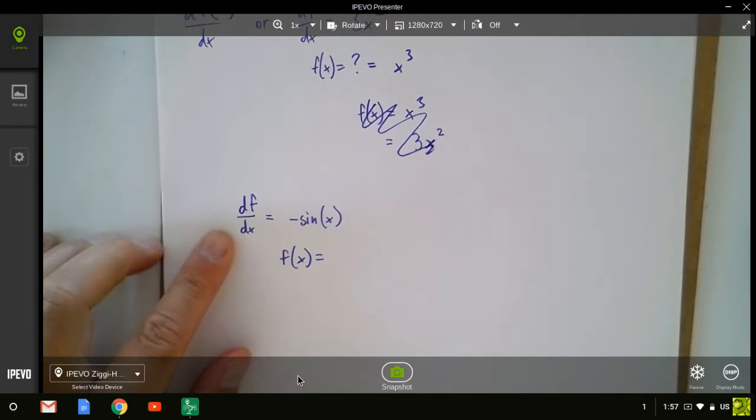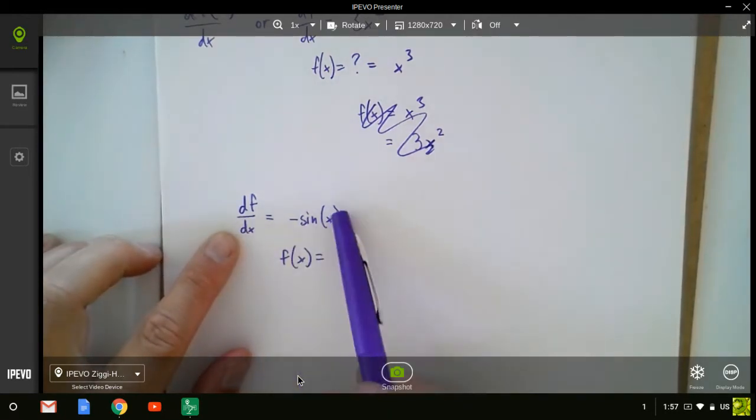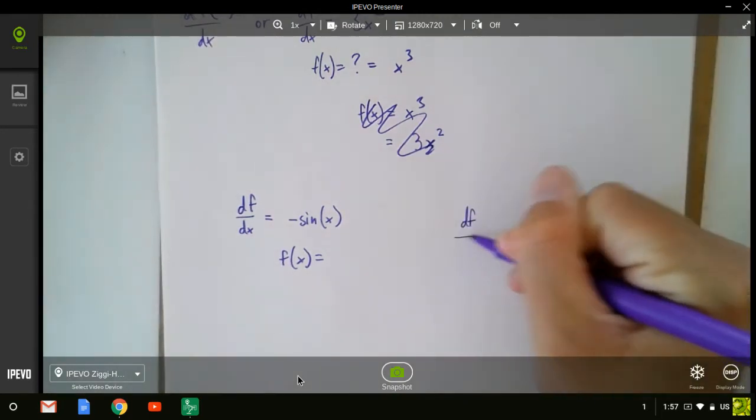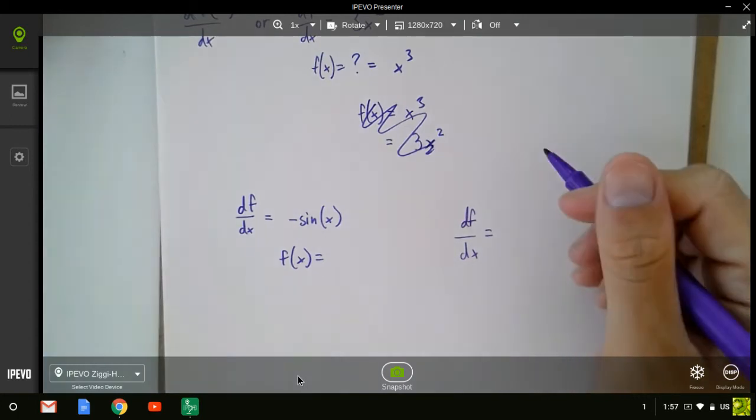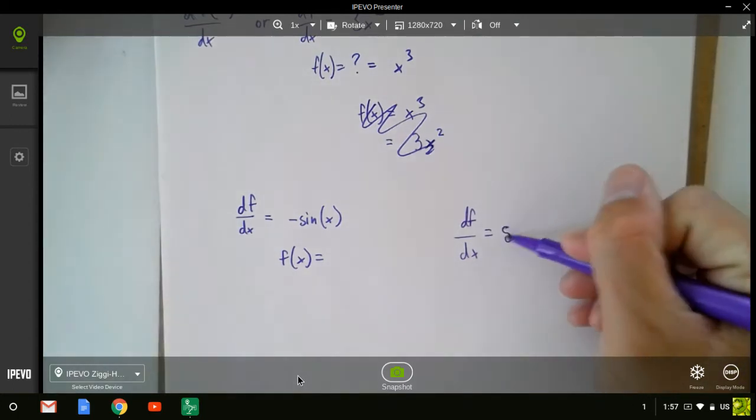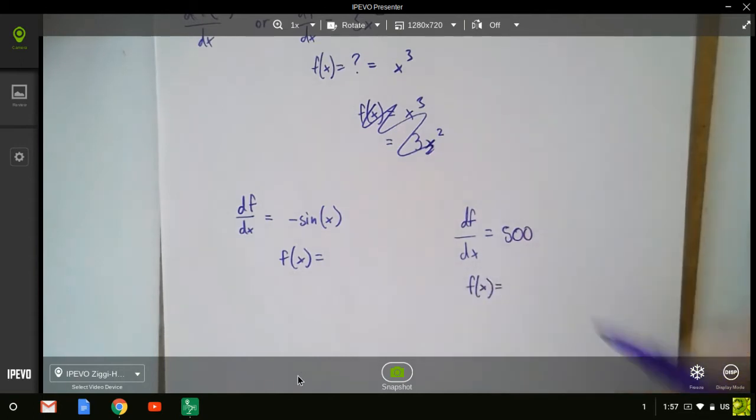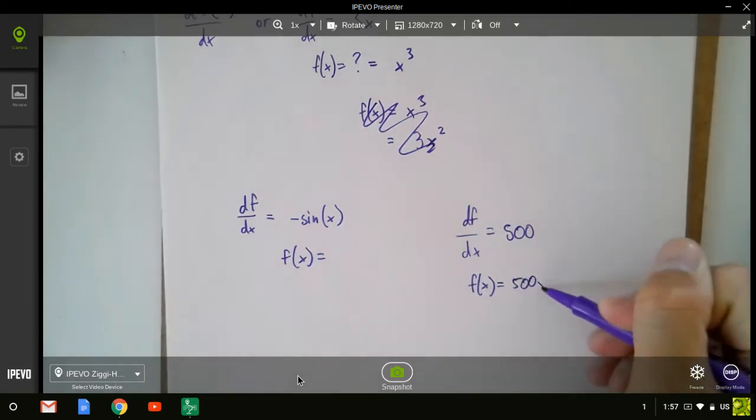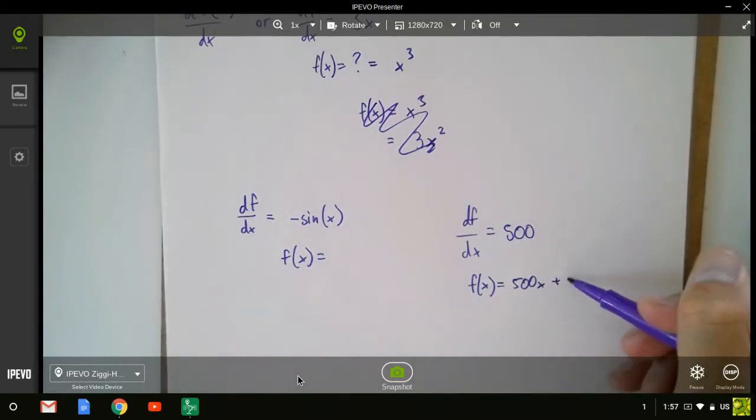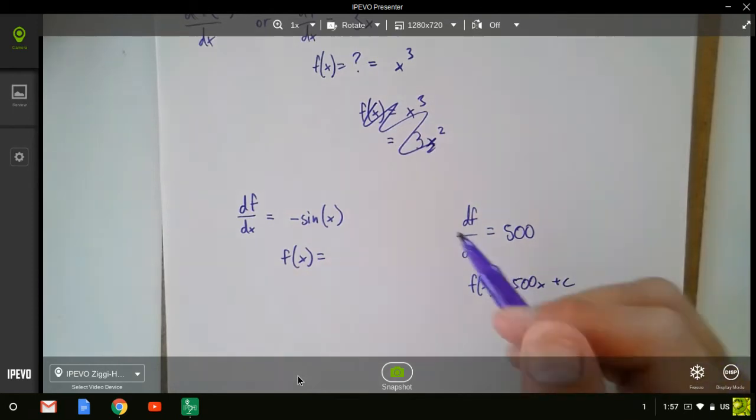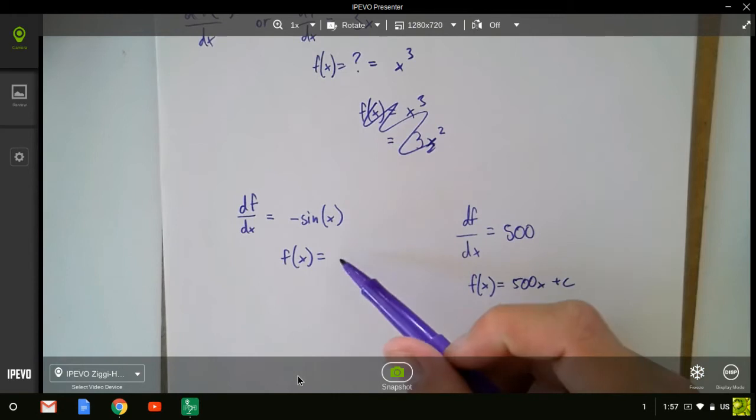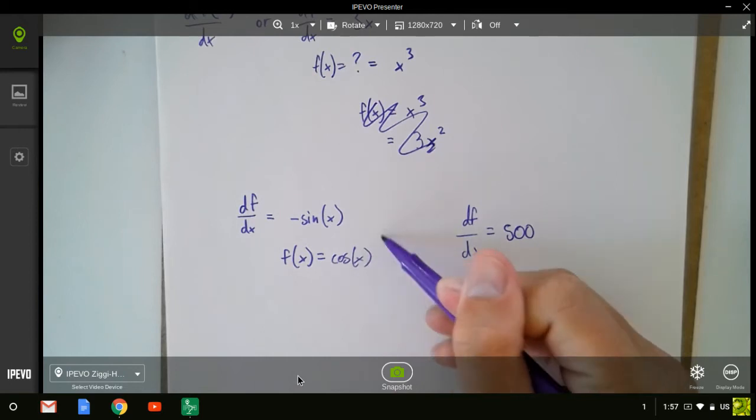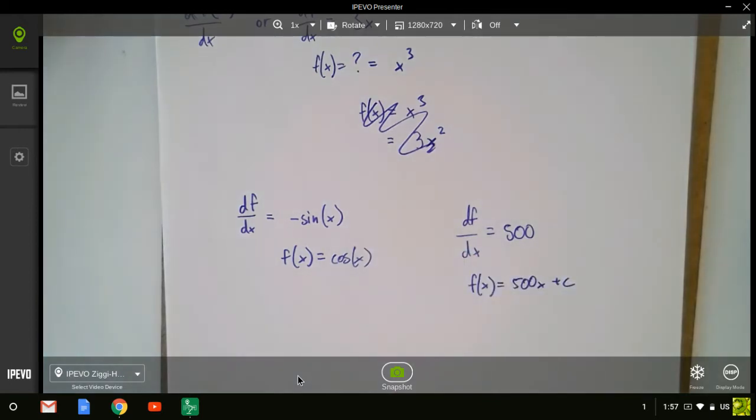If the derivative of a function was negative sine x, what was the original function? And then how about another one? df of dx. What if I said the derivative of the function was also 500? What would be the original function? 500x. Yeah. 500x, plus c. Okay, and then this would be what? Cosine. Because if we took the derivative of cosine x, what would the derivative be? Negative sine x. Plus c.